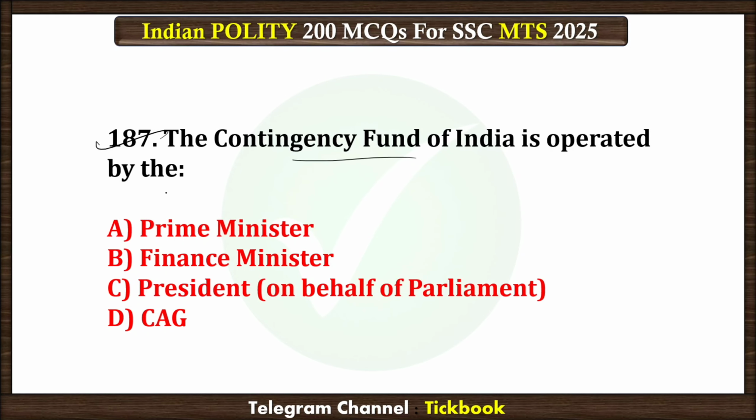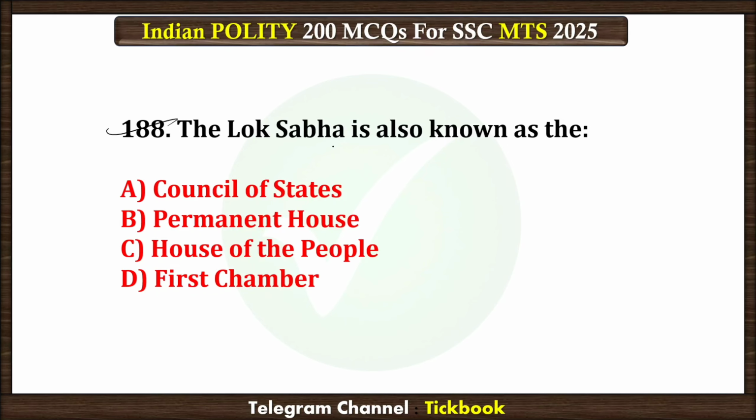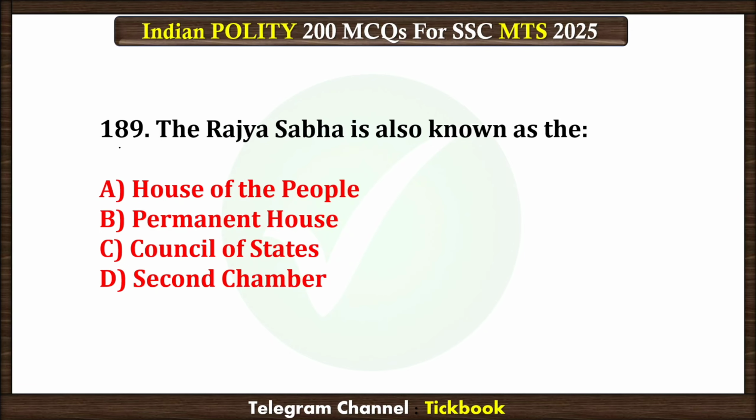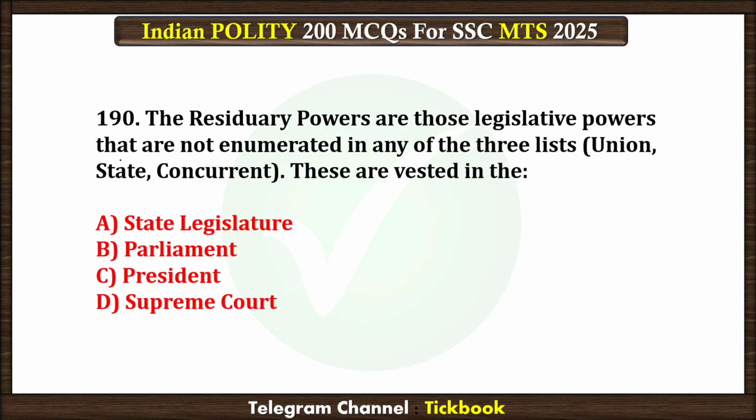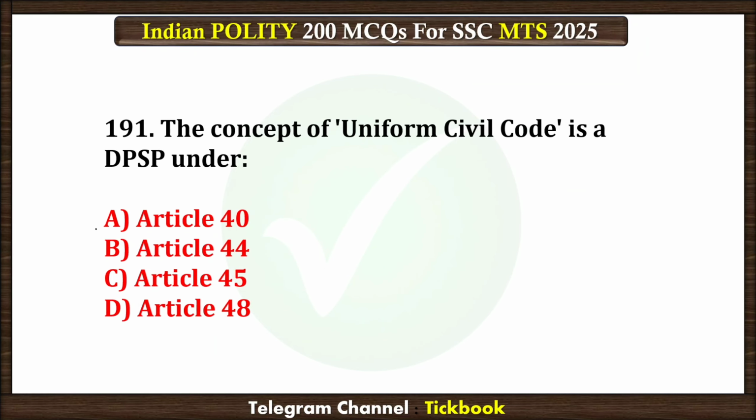187. The Contingency Fund of India is operated by the, option C, President on behalf of Parliament. 188. The Lok Sabha is also known as the, option C, House of the People. 189. The Rajya Sabha is also known as the, option C, Council of States. 190. The residuary powers are those legislative powers that are not enumerated in any of the three lists: union, state, and concurrent. These are vested in the, option B, Parliament.